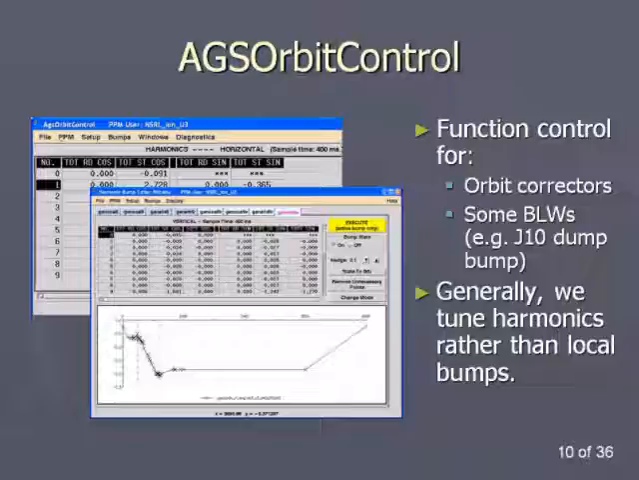Generally, we tune the harmonics rather than local bumps because at the higher energies, we don't actually have enough strength to put in significant local bumps with the low field correctors. But you do, if you use them all in concert, take advantage of the fact that you are between a tune of 8 and 9.